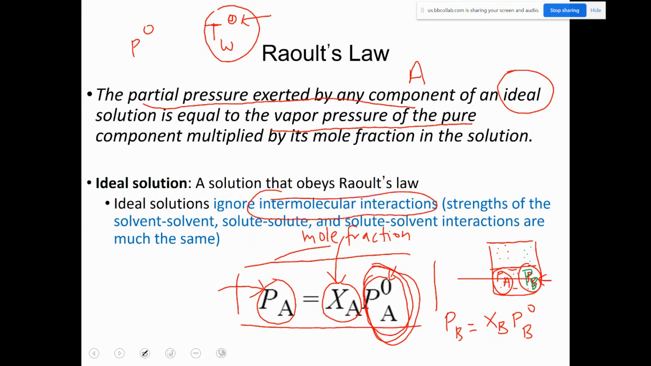All right. Now, since I defined the term mole fraction, let's work through some problems as to how you can find mole fractions and so on. Then we'll work through a couple of examples of Raoult's law.